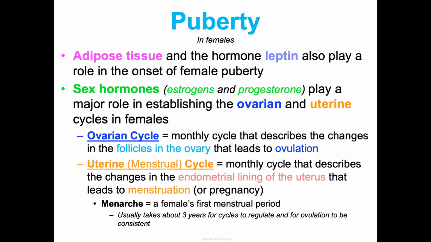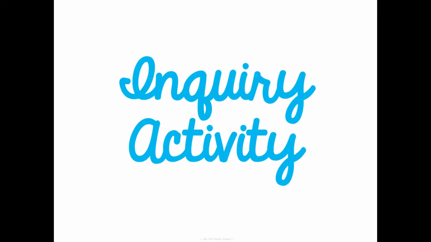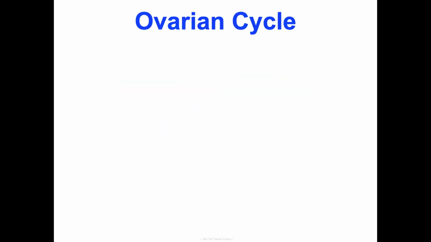So even though a female could technically get pregnant once these cycles have started, it usually takes a couple of years for that to go down. Okay, and these cycles are a bit confusing. So we are going to pause in class and do an inquiry activity where we're going to learn more about them, and I think it's going to really help you. But again, for the sake of the notes, we're going to keep just powering through.